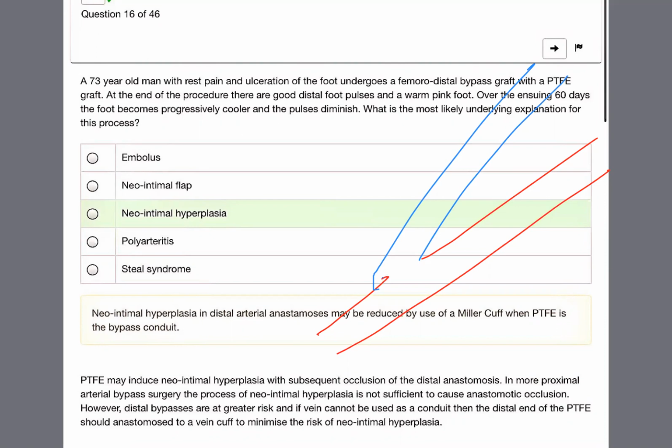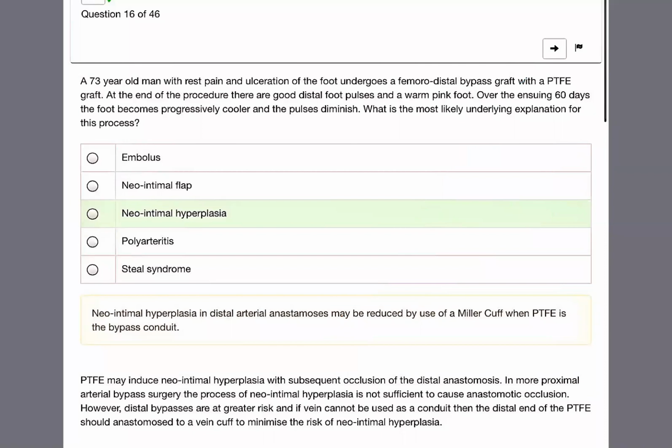So he will start with the venous part, followed by the PTFE graft. This is called a Miller cuff, when the PTFE graft is the bypass conduit. That's how he can decrease the incidence of new intimal hyperplasia, by the Miller cuff graft. Okay, clear? That's all that is required from you. Don't go into what a Miller cuff is, how we do it, what vein is used, and when to do it and when not to. You have two questions.